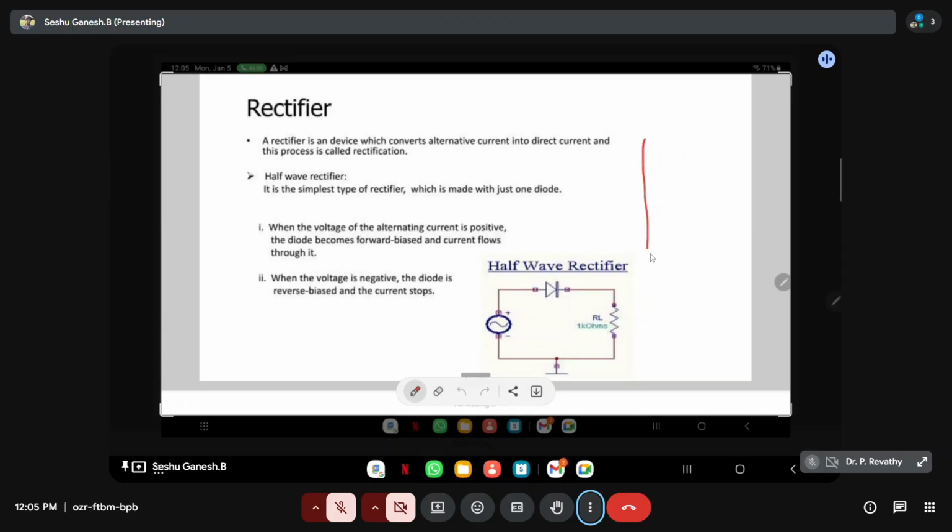An alternating current will have, this is going to be the input current now. It will have a positive voltage and also a negative voltage. This complete cycle is said to be one cycle, one cycle of an applied voltage.